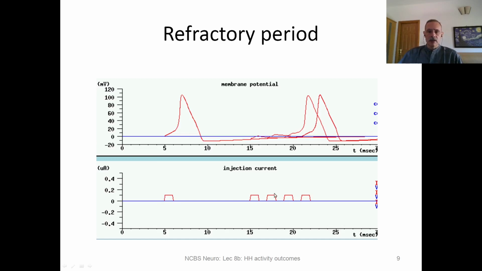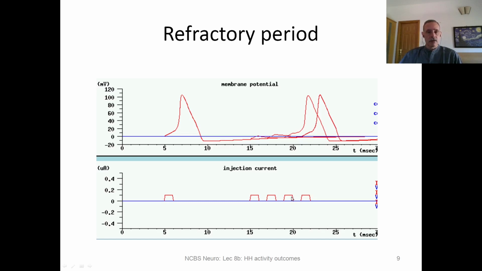If then you give it a follow-up stimulus at one of these times, this is an overlay of multiple simulations or multiple experiments. So let's suppose we start with a stimulus here, and you give your second stimulus over here after a long time, of the order of 15 or 20 milliseconds. Then you get a nice action potential.